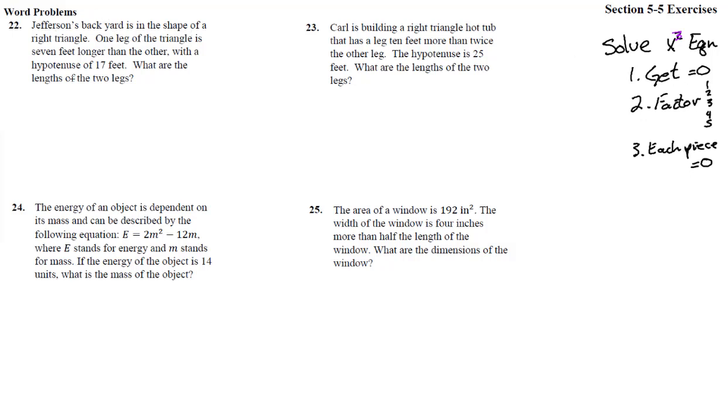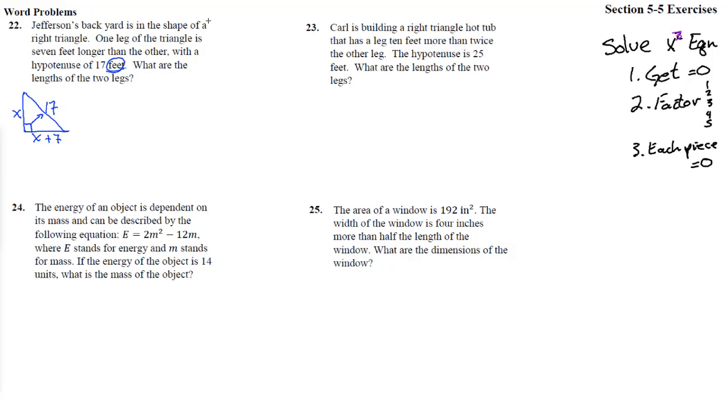Jefferson's backyard is in the shape of a right triangle. So we have a right triangle like that. One leg of the triangle is 7 feet longer than the other. So if this is an x, that's an x plus 7. The hypotenuse, the side straight across from there, is 17 feet. So our answers are going to be in feet. What are the lengths of the two legs?